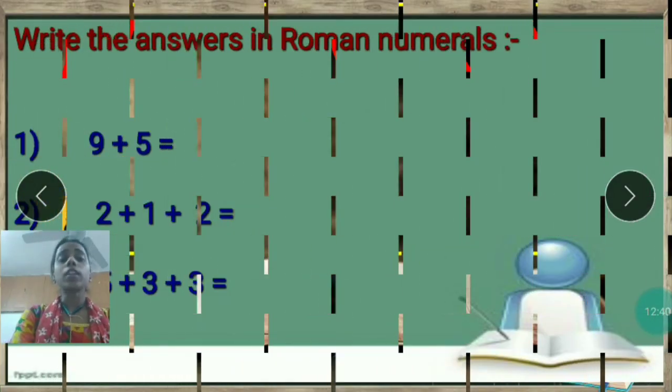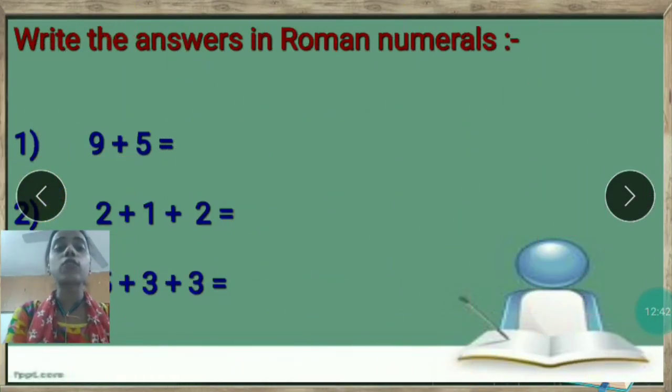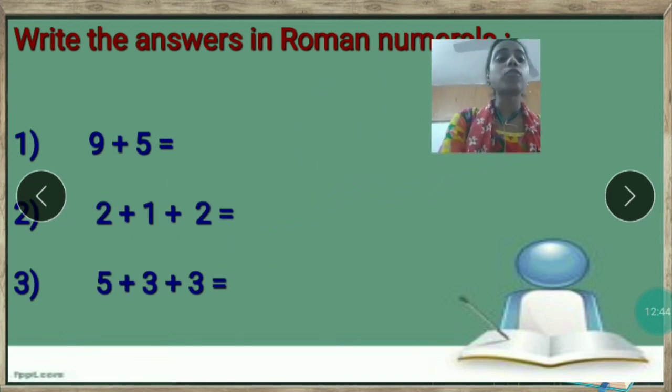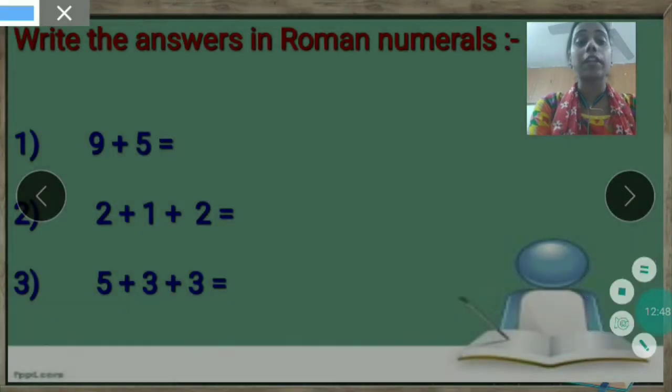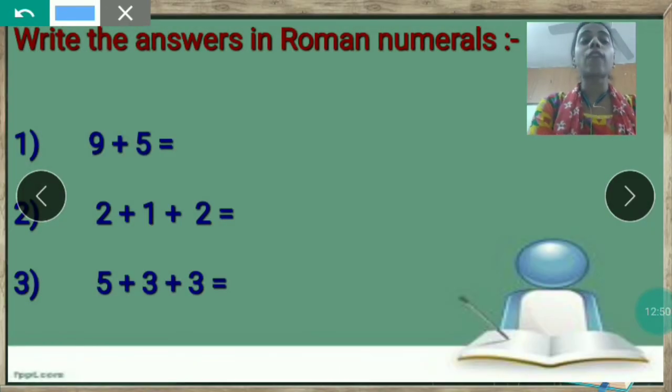Okay. Now, student, here are some questions which you all have to solve and you have to give the answers in Roman numerals. So, how can we solve it? First of all, see, student, 9 plus 5 will be how much? So, 9, 10, 11, 12, 13, 14. So, how much will be there? Here will be 14.